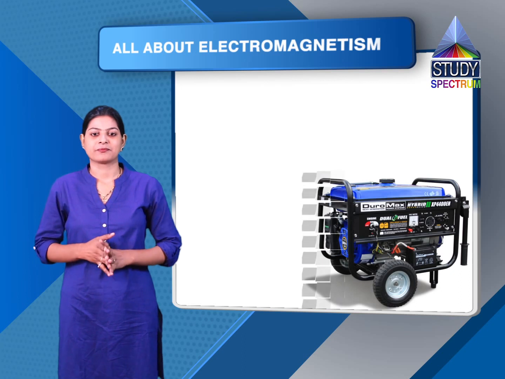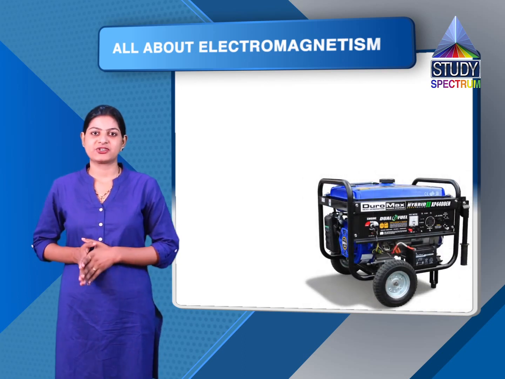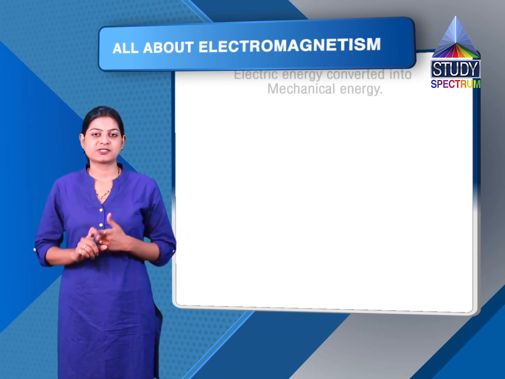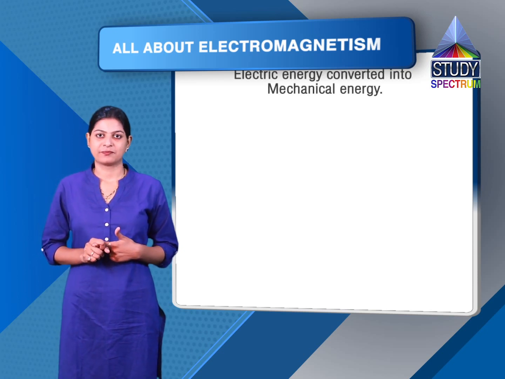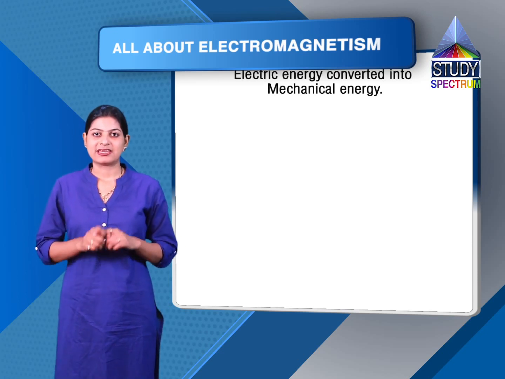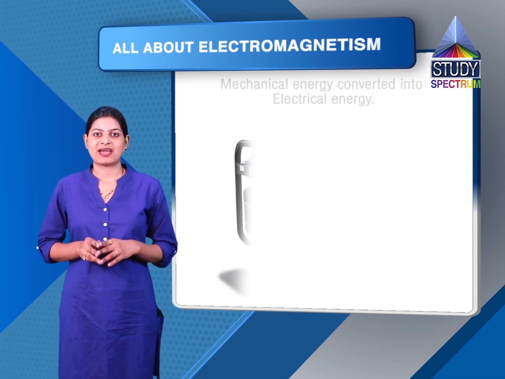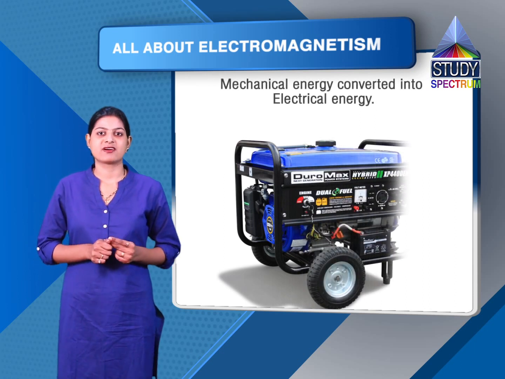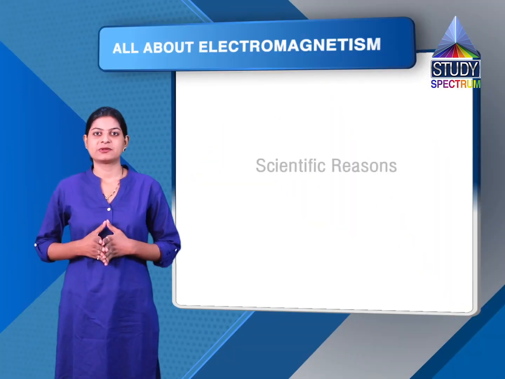Now the next question is to distinguish between an electric motor and an electric generator. The very first point of difference is the working. In an electric motor, electrical energy is converted into mechanical energy, whereas in an electric generator, mechanical energy is converted into electrical energy.